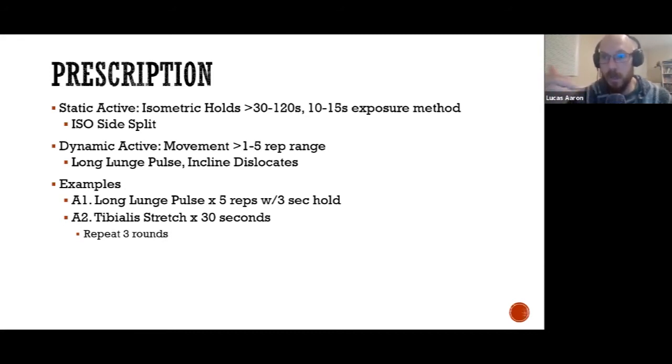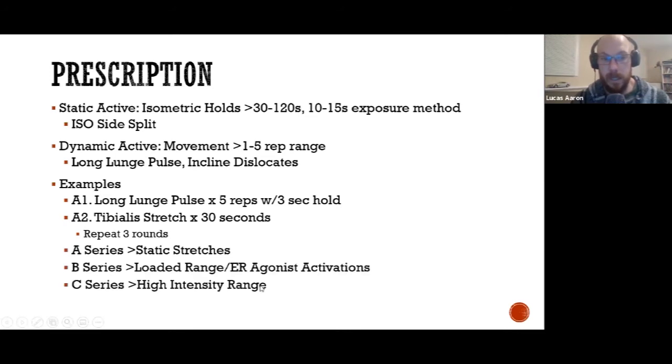If someone was doing a more traditional full-on session of conditioning and strength work, and they're at a level where they're competent enough to get into some long lunge pulses and some tibialis stretches. And this would be something I program for myself quite a bit. This kind of way of warming up with my preparatory work, doing my strength work, finishing with some high intensity range work.